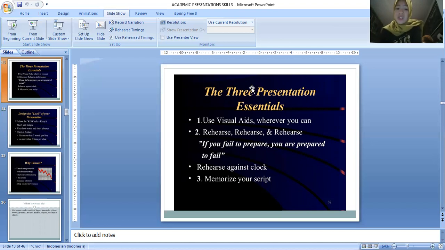And then the second one is rehearse, rehearse, and rehearse. You have to remember why rehearsal is very important, because if you fail to prepare, it means that you are prepared to fail. And then the third one is memorize your script, because here your comprehension of the content is also a must to give a great presentation.